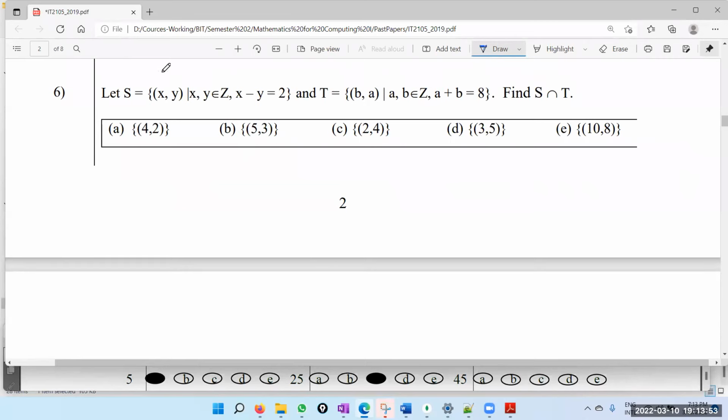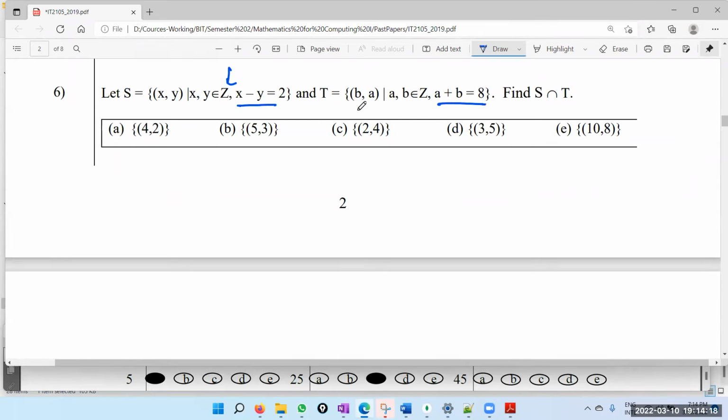Right. S equal xy such that x and y are integers and x minus y equal 2. T such that B and A, remember B and A, in such a way that A and B are integers and A plus B is 8. Okay. Find S intersection T. S intersection T means when you have these kind of linear equations, S intersection T is the intersection.